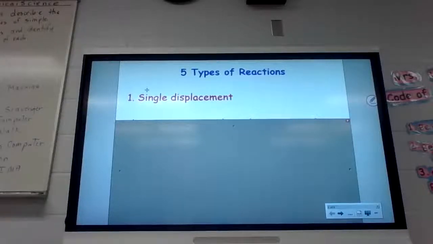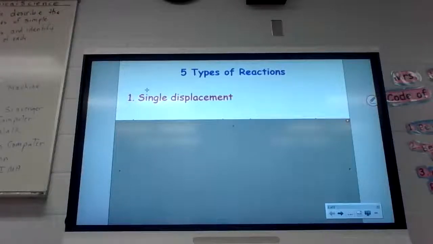Now, we're gonna learn to predict the products of reaction. Meaning I'm only gonna give you the left side of the arrow. You're going to have to figure out what's on the right side of the arrow. Okay? So for those of us who are struggling with word equations, things are about to go downhill rapidly. So if you're struggling, I will be here today and tomorrow.